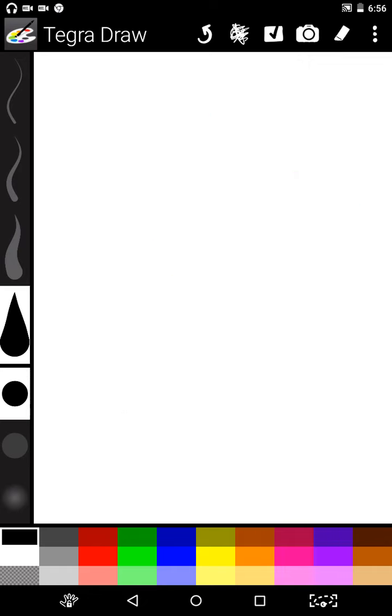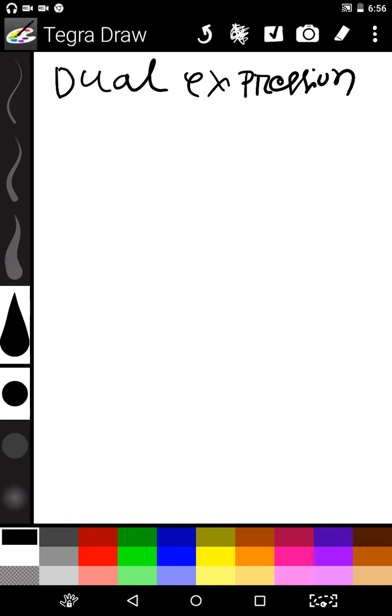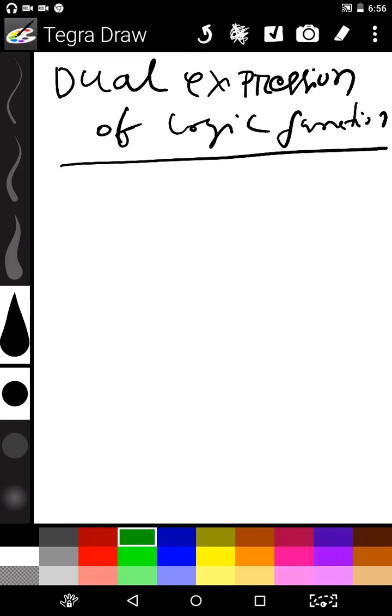Now we will go for the dual expression of a logic function. Before going to dual, we should remember some of the basic things. The dual of AND gate is OR gate.